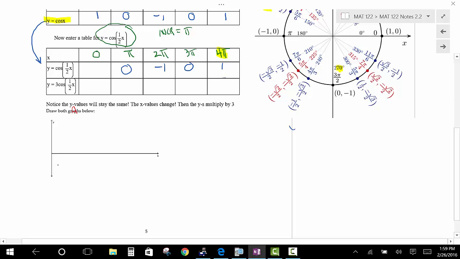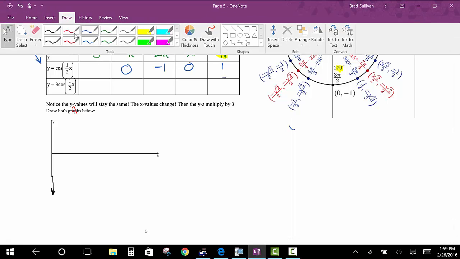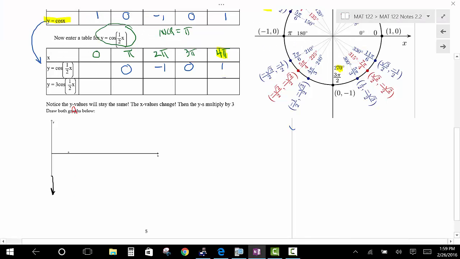So I'm going to go ahead and just use this graph here. Just kind of extend that out a little bit. That's what I wanted to do. Okay, so let's get the increment put together now. So this is going to be pi, 2 pi, 3 pi, 4 pi. Like this, then we're going to go up 3. 1, 2, 3, and then we're going to go down 3 because of the amplitude.